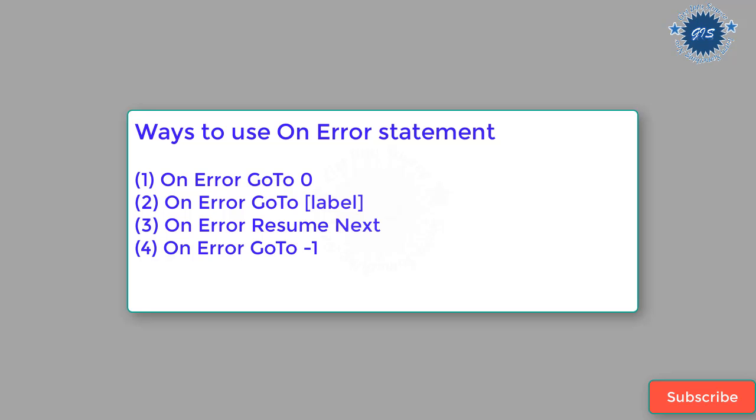So here we have four ways to use the on error statement. First, on error go to 0. Second, on error go to label. Third, on error resume next. And fourth one is on error go to -1. Let's look at each of these statements one by one.